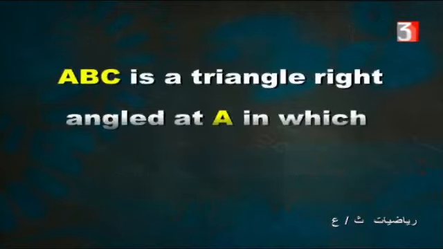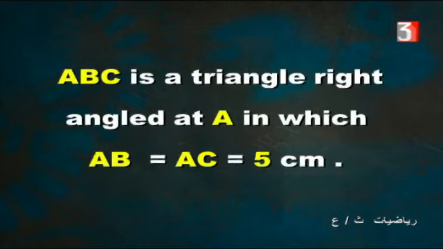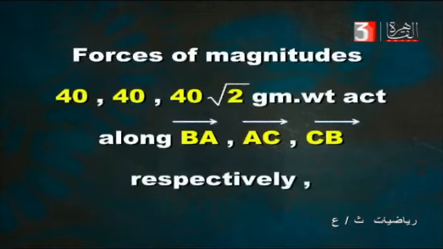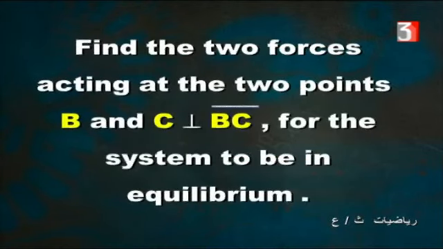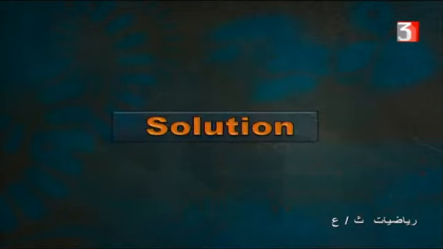Another example. ABC is a triangle, right-angled at A, in which AB equals AC equals 5 centimeters. Forces of magnitudes 40, 40 and 40 root 2 gram weight act along ray BA, ray AC, ray CB respectively. Find the two forces acting at the two points B and C perpendicular to BC for the system to be in equilibrium. Solution.